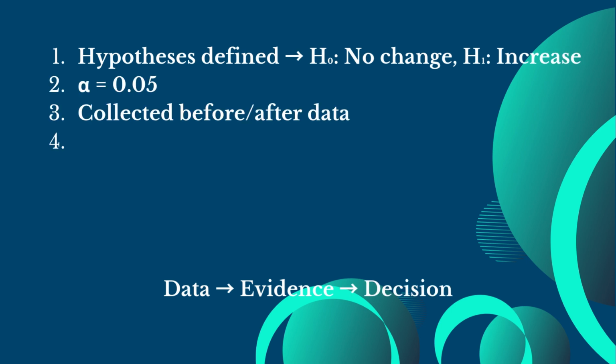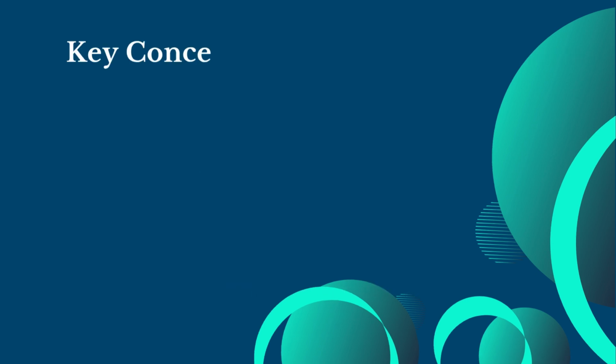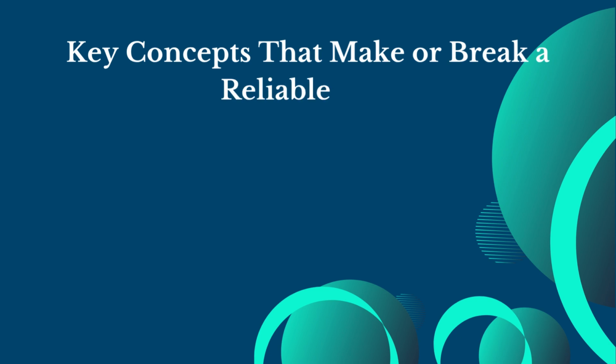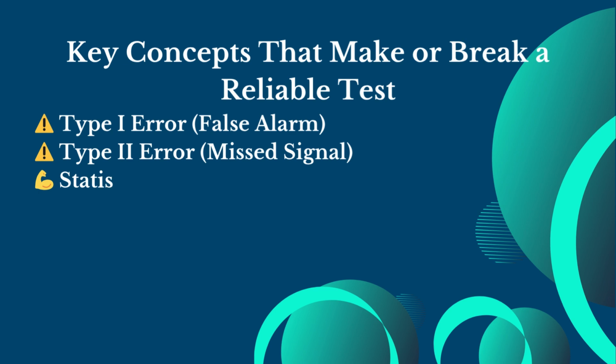So now we understand the logic from forming a hypothesis to interpreting the p-value. But remember, like any tool, hypothesis testing works best under certain conditions. In the next section, we will explore key concepts that make or break a reliable test, including type 1 and type 2 errors and the importance of statistical power.